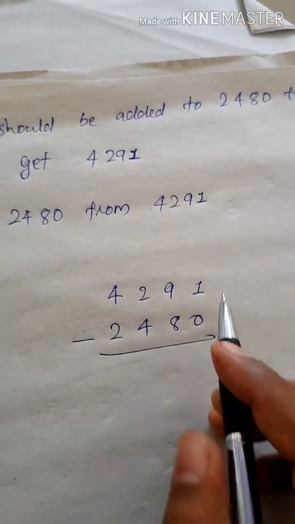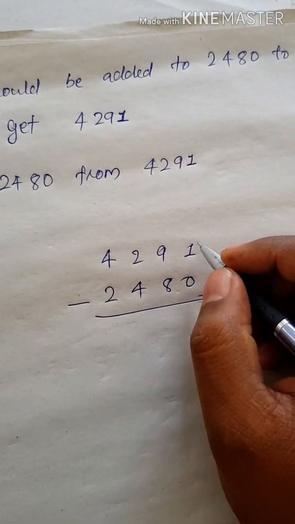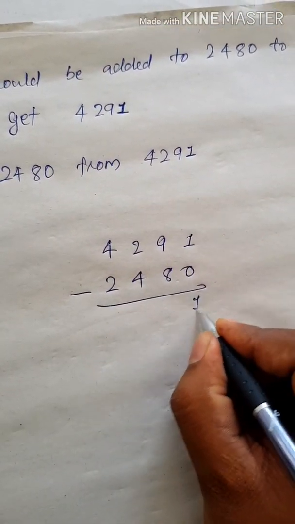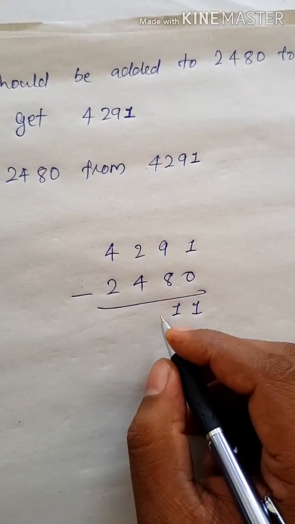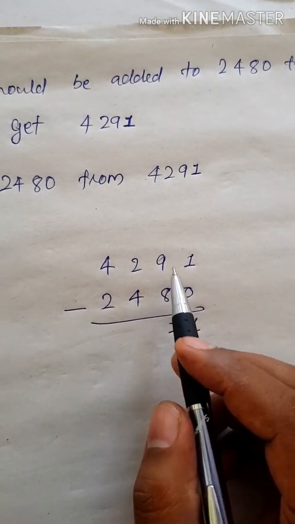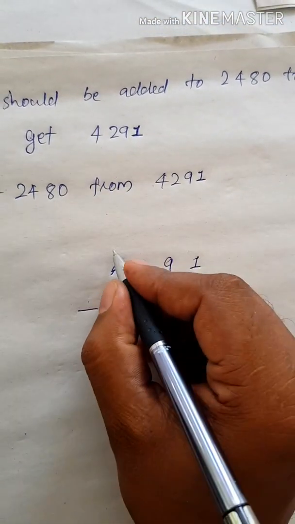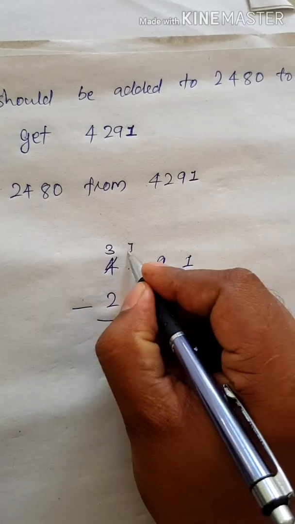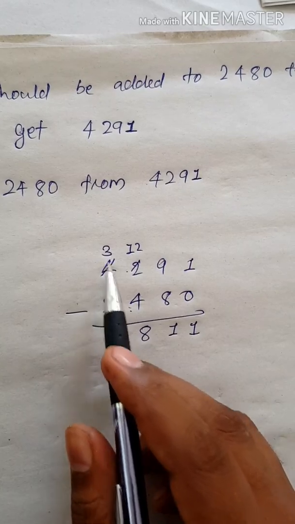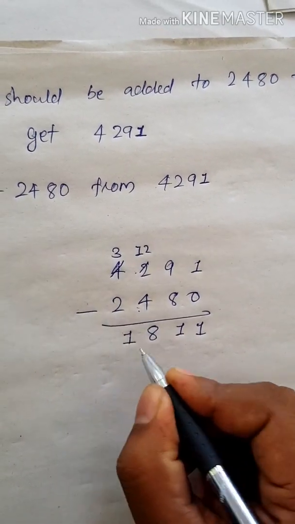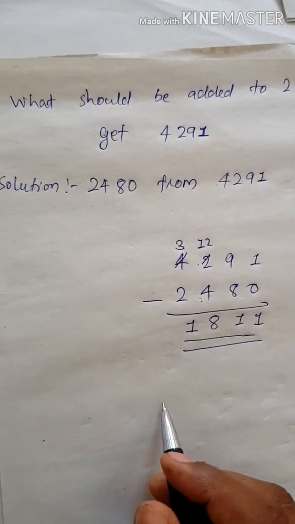2480 from 4291. Okay, let us check the ones column first. 1 minus 0 is 1, 9 minus 8 is 1, 2 minus 4 is, what is 2 minus 4? You know that you cannot subtract 4 from 2. So let us cut and write in the thousands column, and let's take 1 from here. This number will become 12. 12 minus 4 is 8. Next 3 minus 2 is 1. The answer is 1811.